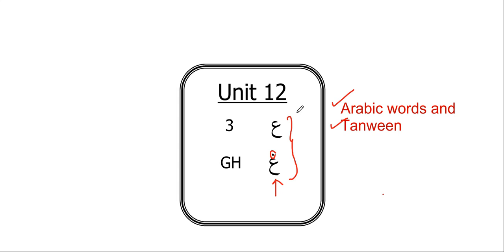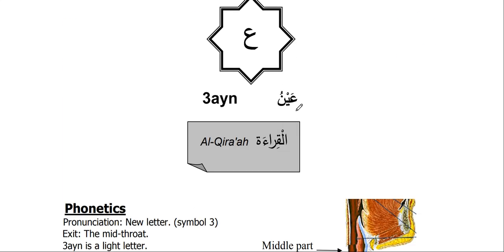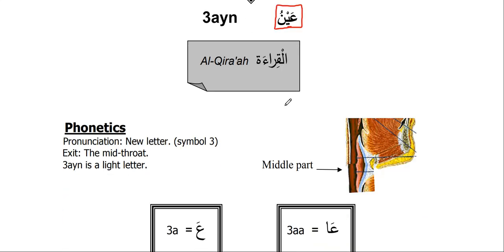So let's start with this lesson. First of all, we will do Ain. In Arabic, the name of the letter is Ain, and it is not a heavy letter, not a soft letter, it is in between. So you can say it is a moderate letter. You need not press it more to make it a heavy letter, and you need not pronounce it very light to make it a light letter.